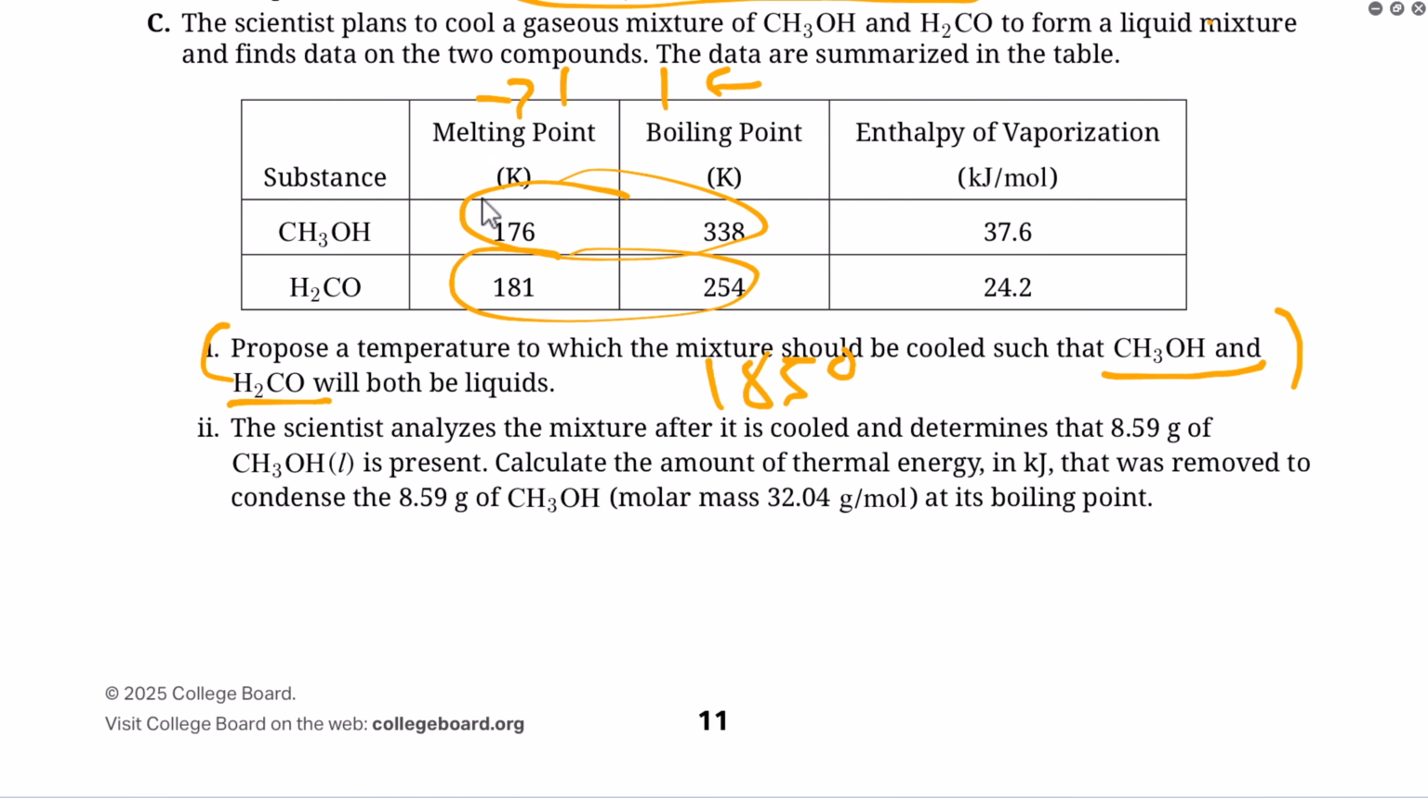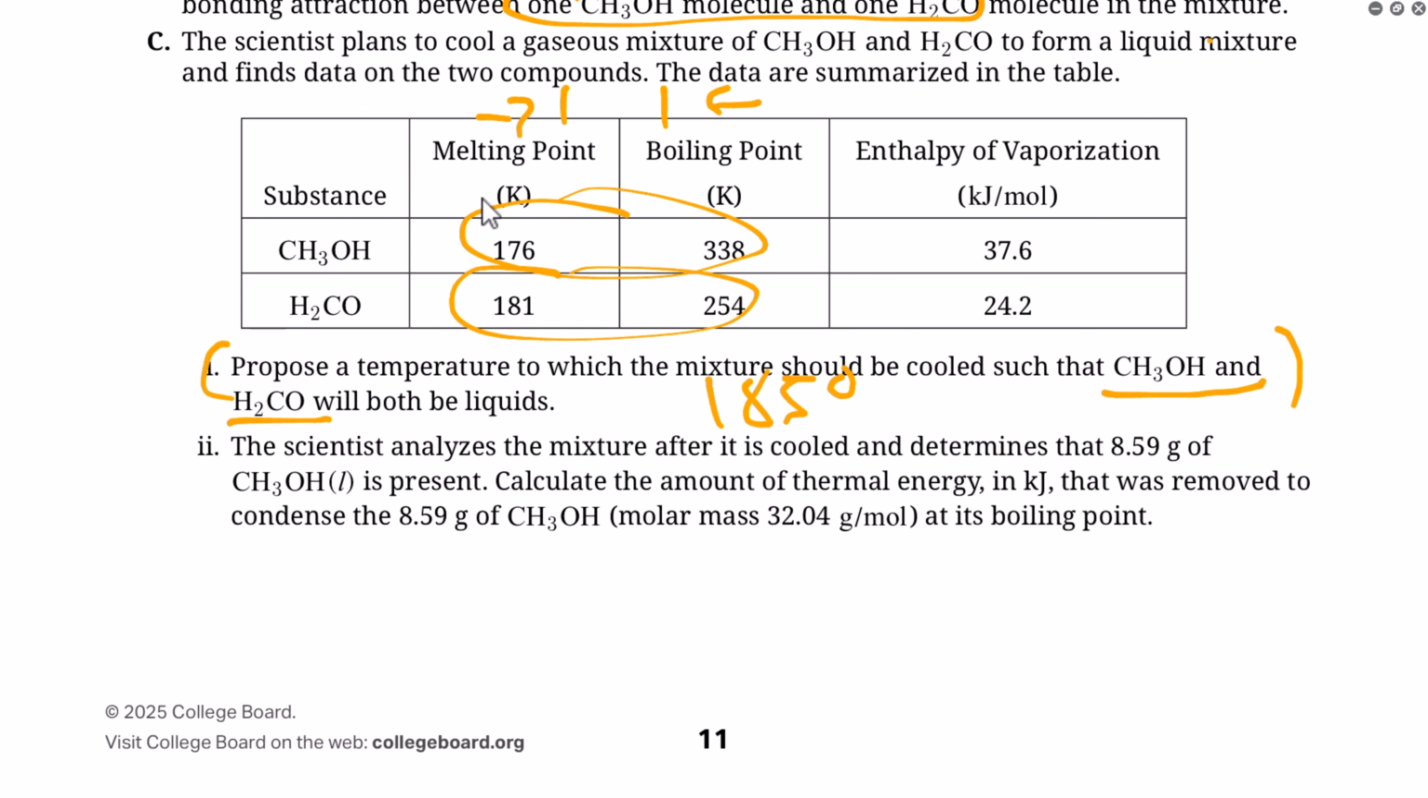The second part says the scientist analyzes the mixture after it is cooled and determines that 8.59 grams of the methanol is present. Calculate the amount of thermal energy that was removed to condense it at its boiling point. Okay, so energy removed, so that implies that we're going to have a positive value here. Removal implies the negative sign on the enthalpy. We're taking out that energy. I want to know how much energy is removed, so positive sign here.